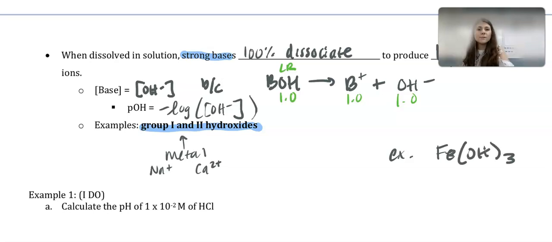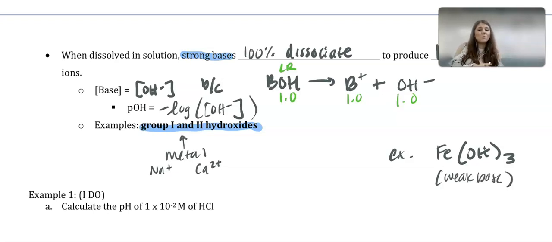Here, great, there's a hydroxide. Great, it's a metal, Fe, but Fe is not a group 1 or group 2 metal. That's supposed to be Fe. Why does it not look like that? Here, this would be considered a weak base. This is not part of this.